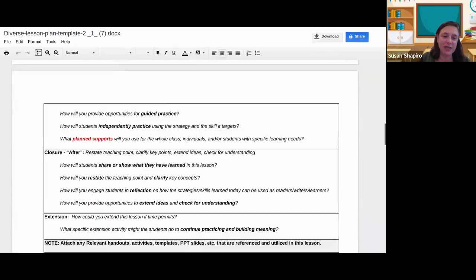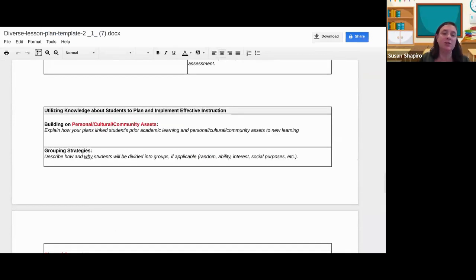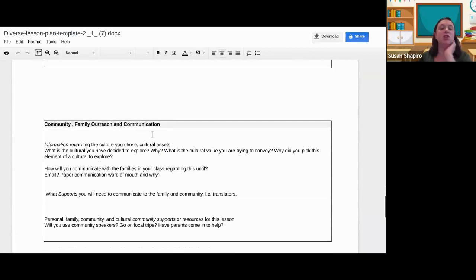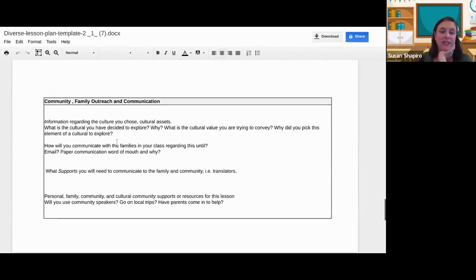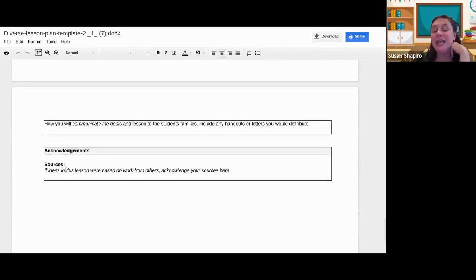This is that diverse lesson plan. And when I was talking about building on personal assets, it's here. And when I'm talking about community, family outreach, and communication, that's this section. And acknowledgments, you should not be taking this directly from any source. But if you use sources to help inform what you're doing, you can put them here. But you are creating a brand new lesson.